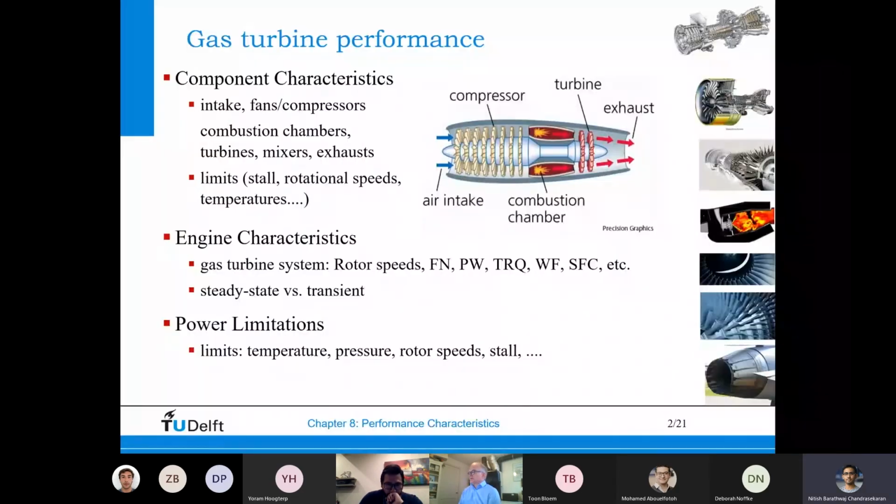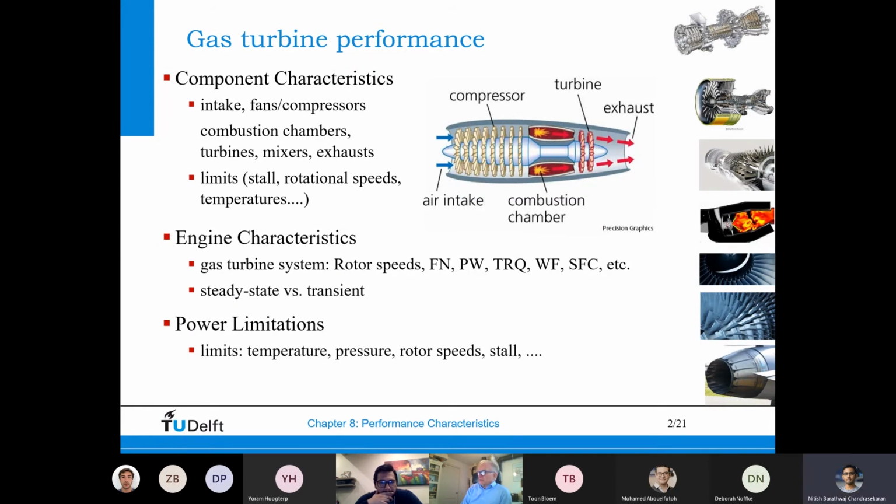Okay, so this is the presentation, what we're talking about. We're talking about gas turbine performance. And well, what is this all about? Gas turbine performance is basically determined by characteristics.